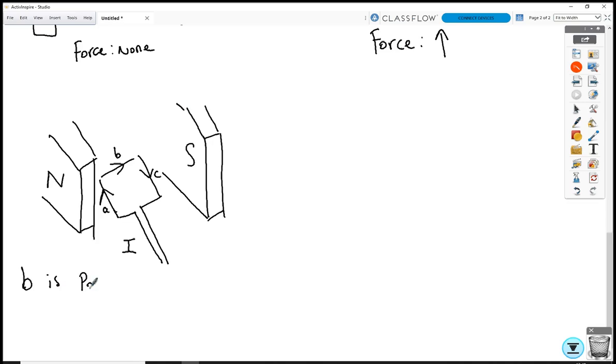So B is parallel to field lines. So B contributes 0 force.